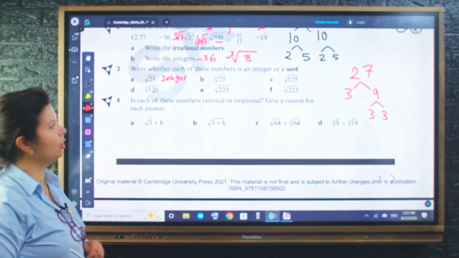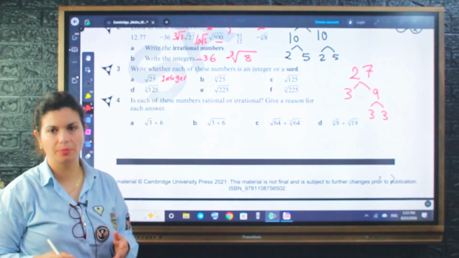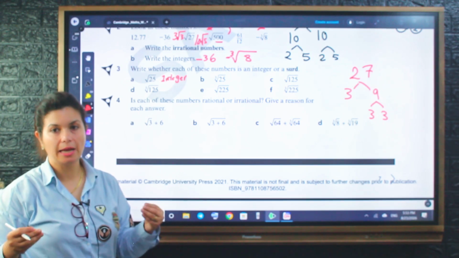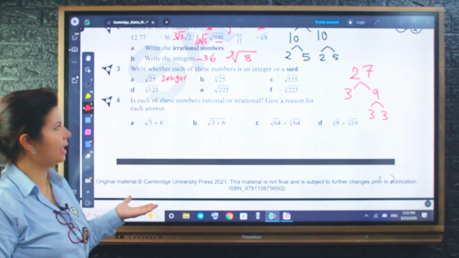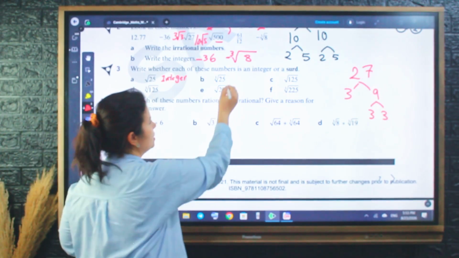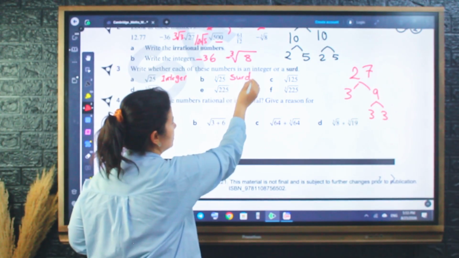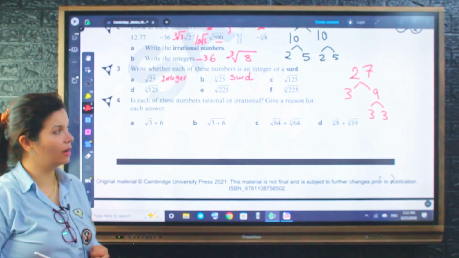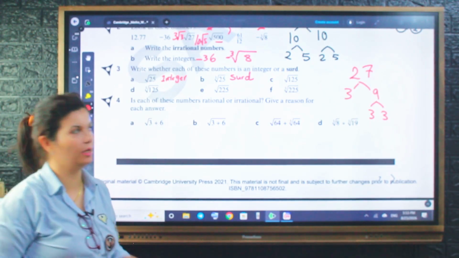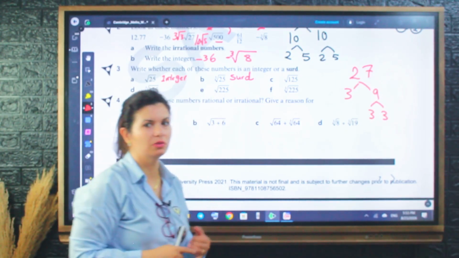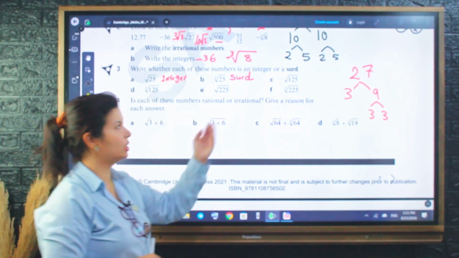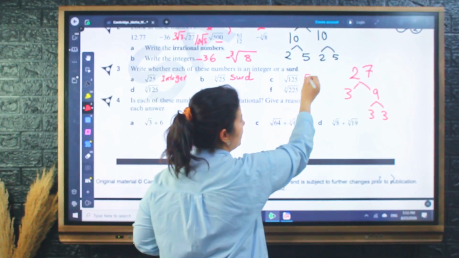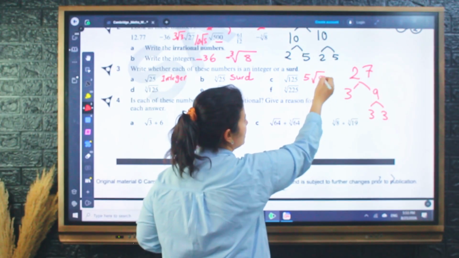Letter B, the cubic root of 25. If we break down, 25 is 5 times 5. So we cannot make it an integer, so it's a surd. Letter C, the square root of 125, let's break it down. 125 is going to be 5 times 5 times 5. So it's going to be 5 root 5. It's a surd.